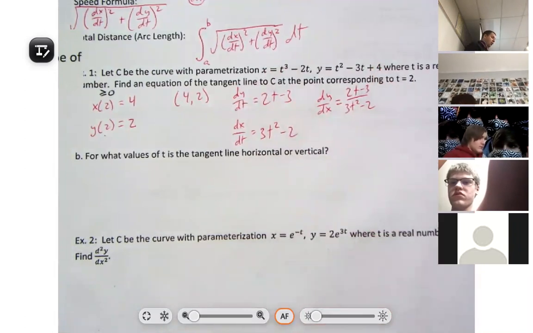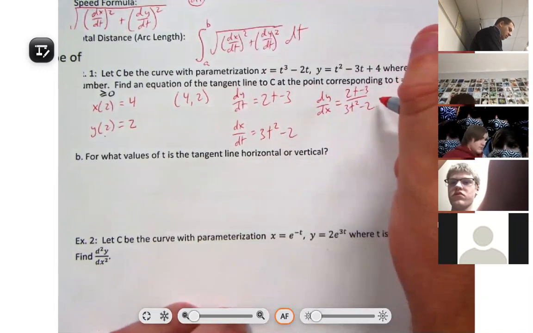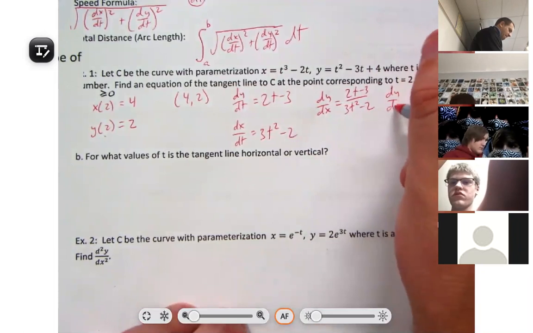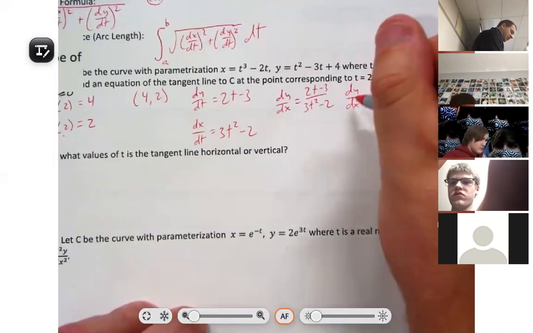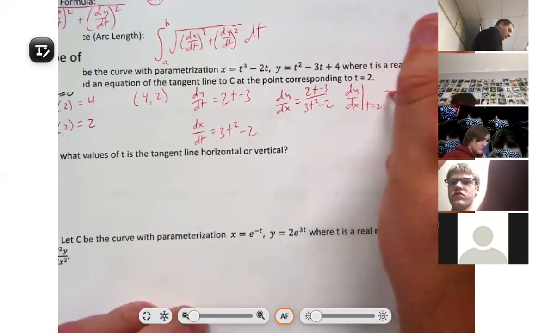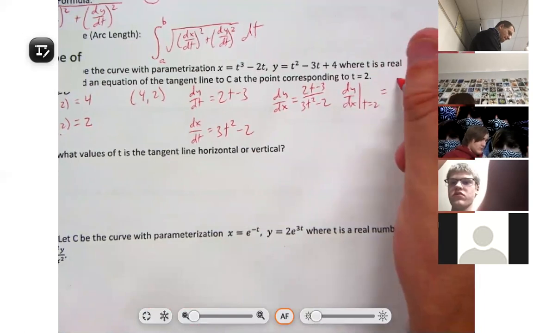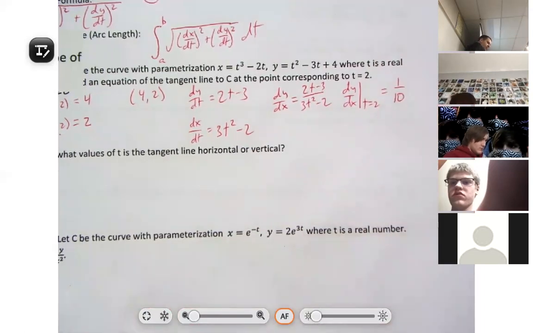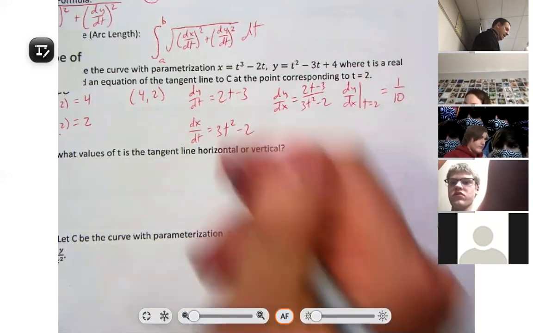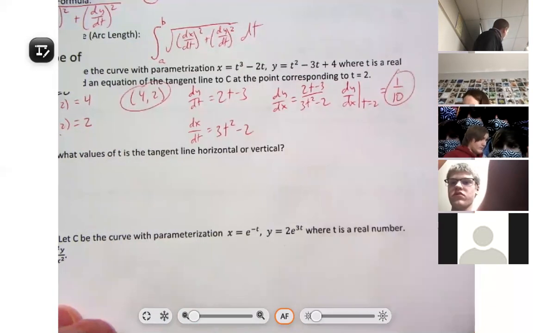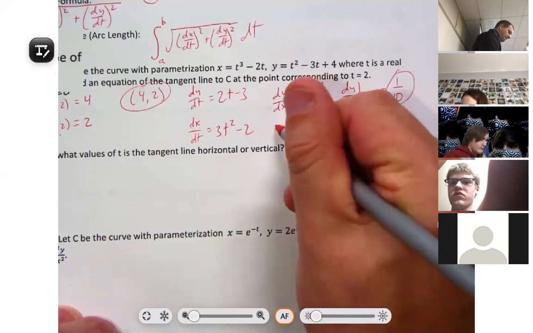So now I need the slope. I need to find dy/dx when t is 2. Now I'm just plugging 2 into that derivative. So 1/10. And then I write my tangent line. I have the two things I need. I have my point, I have my slope, point-slope form.